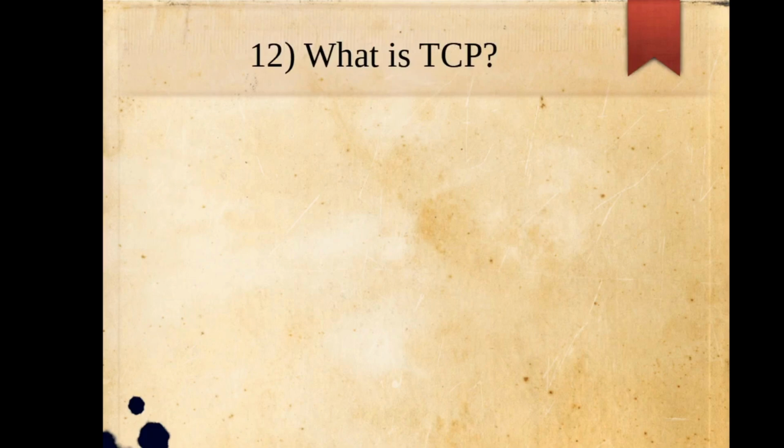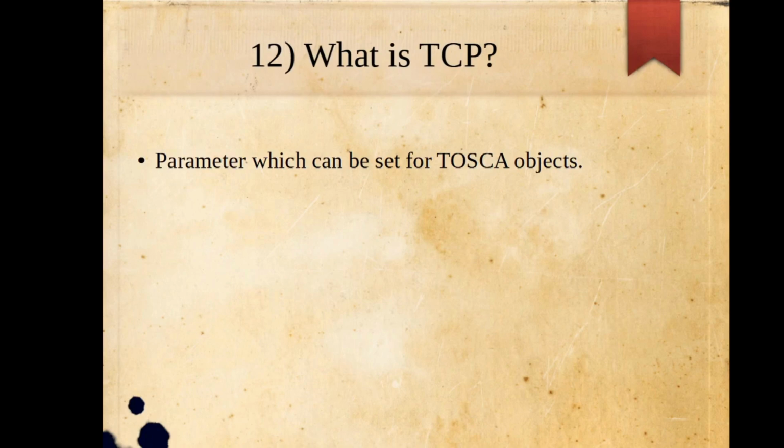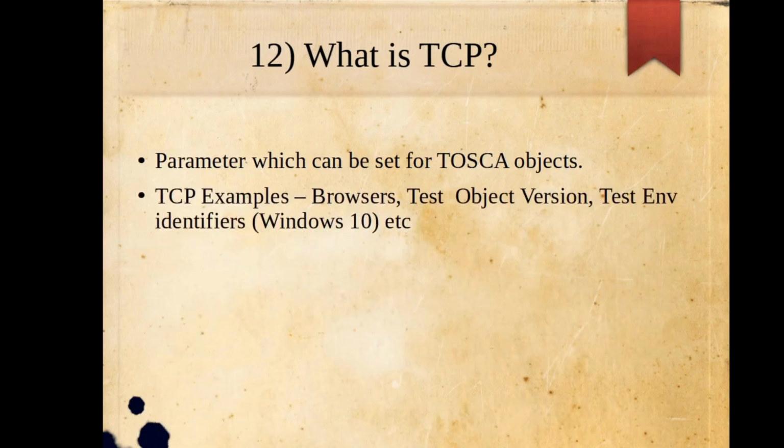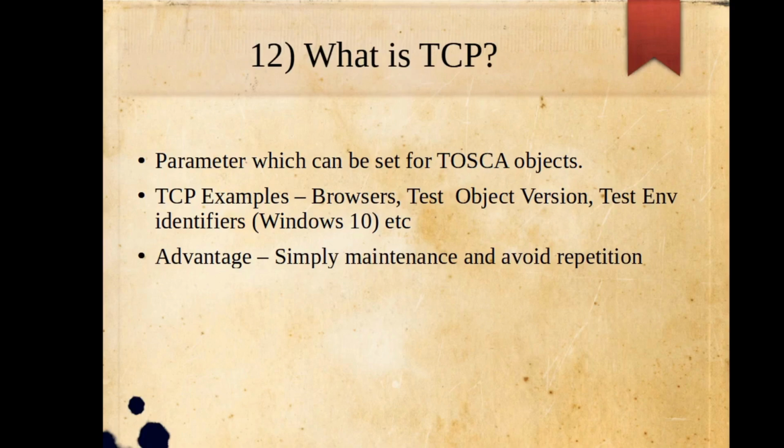What is TCP? So TCP stands for test configuration parameter. It is a parameter which can be set for Tosca objects. A certain example of TCP would be like browser, test object version, test environment identifier, etc. Now why is TCP used? Because it enhances your maintenance and it avoids repetition.